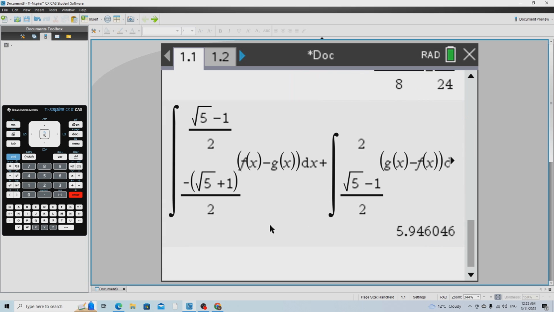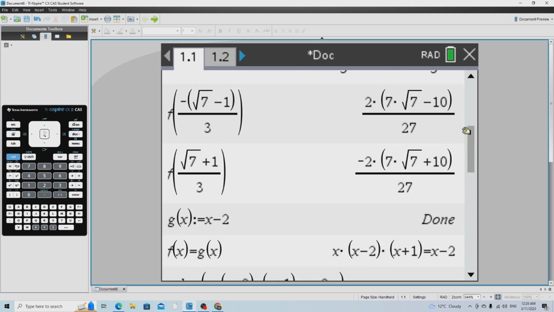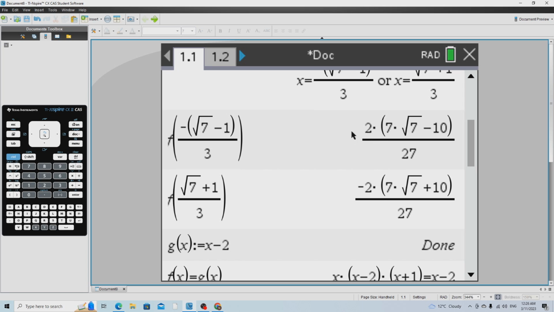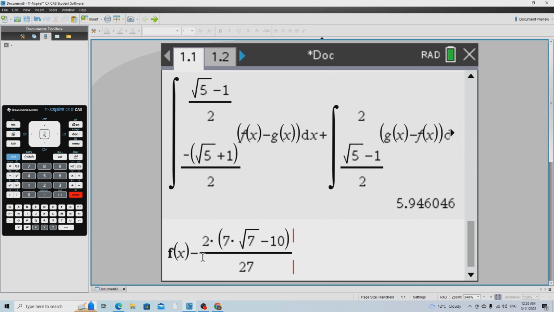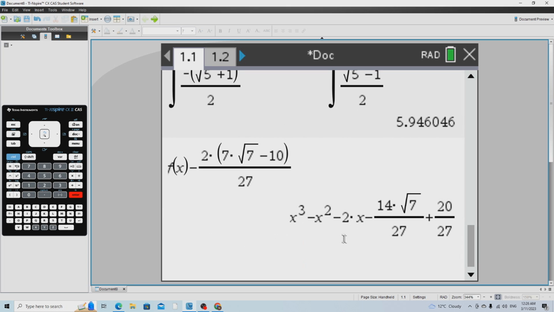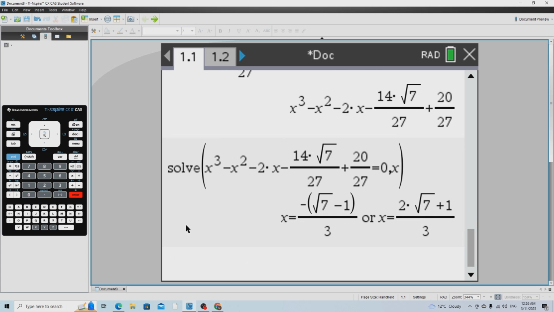So if I know that f of x is going to be minus this one over here, we take this one, bring it over here, minus this, and that's going to be our h of x. Now, easily we can just solve answer equals 0, x, and we get these two beautiful values.